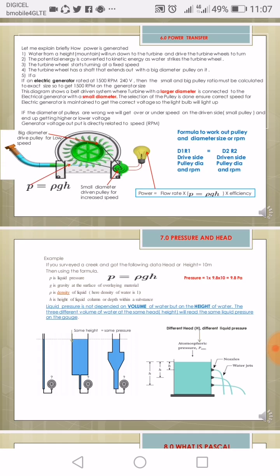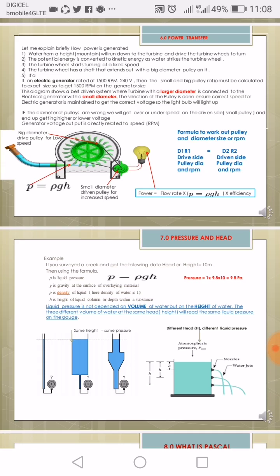Suppose you choose the wrong diameter in your calculation and you put it on a slow-running generator, you don't have to give it 240 volts, you give it less than that. Why? Because the power output is lower, since you are running at low speed. You are not running at 1500 RPM, you are running at maybe 1000 RPM. Now, you don't have the option of 240 volts with this lab.